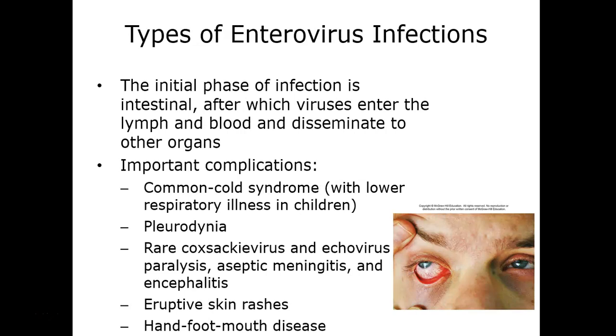The initial phase of infection is usually intestinal. The virus is then going to enter the lymph and blood and move to the other organs of the body. Important complications, again, you can have common cold syndromes in children, pleurodynia. You can even have paralysis, we mentioned, meningitis, eruptive skin rashes, hand, foot, and mouth disease, and even in some cases, an acute hemorrhagic conjunctivitis can form as well.